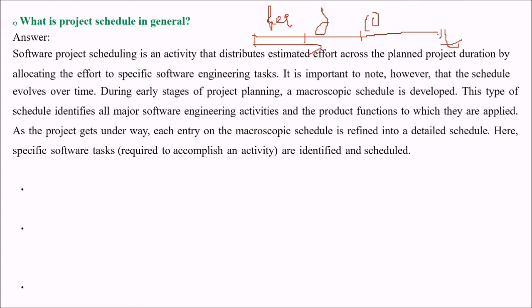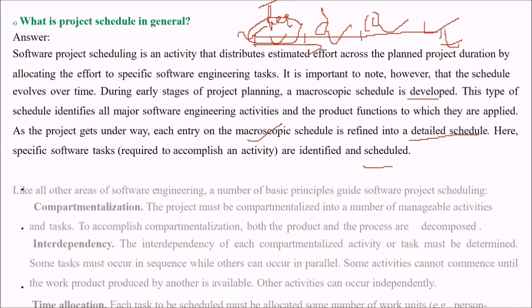So it is important to note that this schedule evolves over time. During early stages of project planning, a macroscopic schedule is developed, not entirely. This type of schedule identifies all major software engineering activities and product functions wherever they are applied. So as the project gets underway, each entry on this macroscopic schedule is then refined into a detailed schedule. So we have specific software tasks which are required to complete an activity. They can be identified in the schedule.